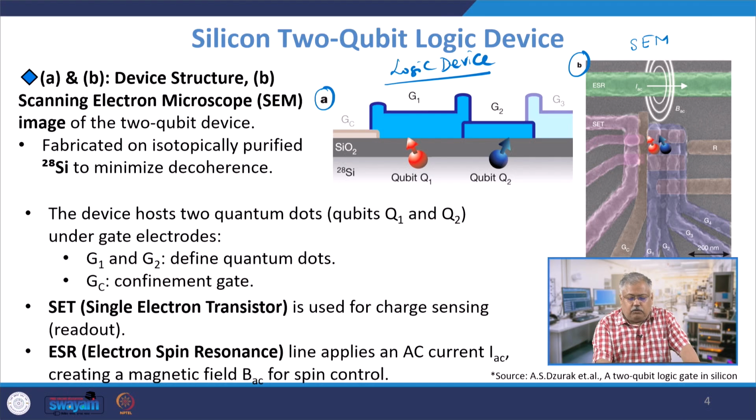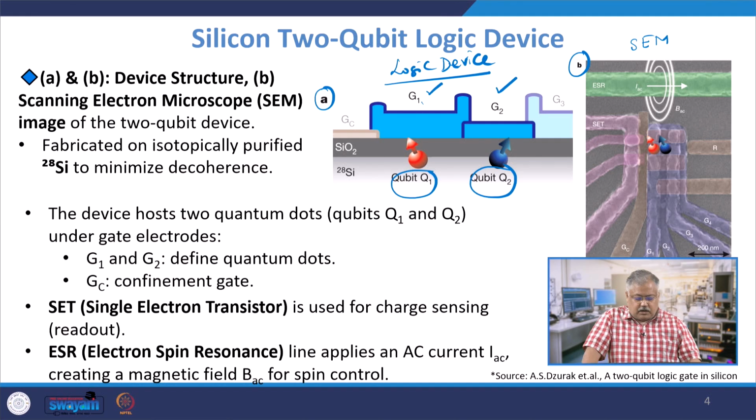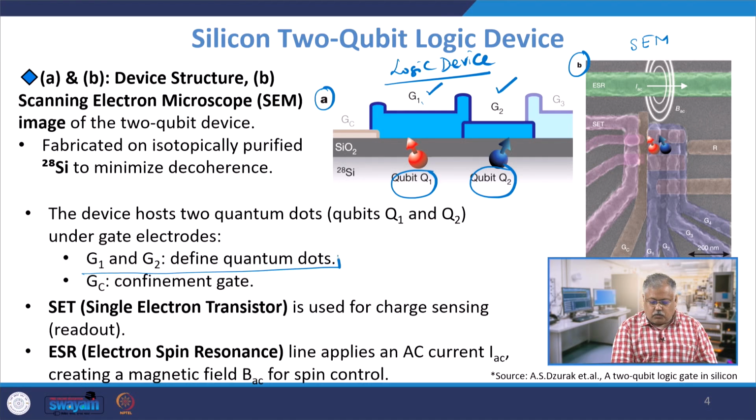Now typically if you look here, I have these controlling gates G1 and G2, and G1 controls qubit state Q1, and G2 controls qubit 2, right. The spin qubit device is hosting 2 qubits Q1 and Q2, and G1 and G2 basically are defining the quantum dots here, and GC is defined as the confinement gate. This is the confinement gate, and these are the controlling gates G1 and G2 for Q1 and Q2 respectively.